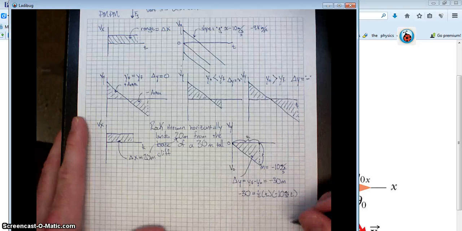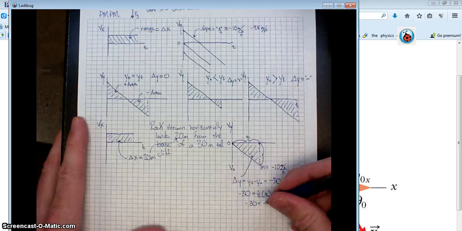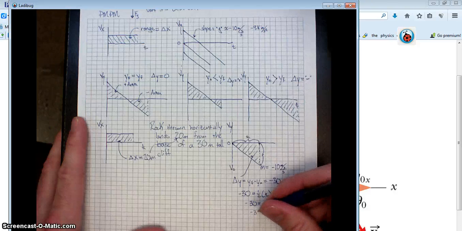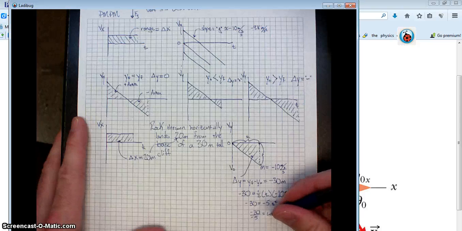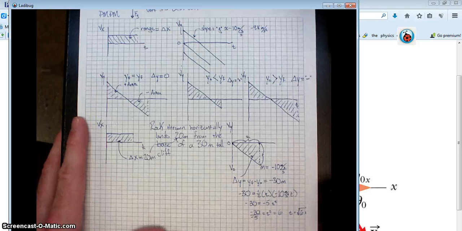Okay? And so we work through the math here. -30 equals -5 t squared. -30 over -5 equals t squared. So t squared is going to be equal to, gosh, somebody have a calculator, -30 over -5. Let's see here, 6. So t is going to be the square root of 6 seconds. I can punch that into a calculator here in a second and figure out what's going on.